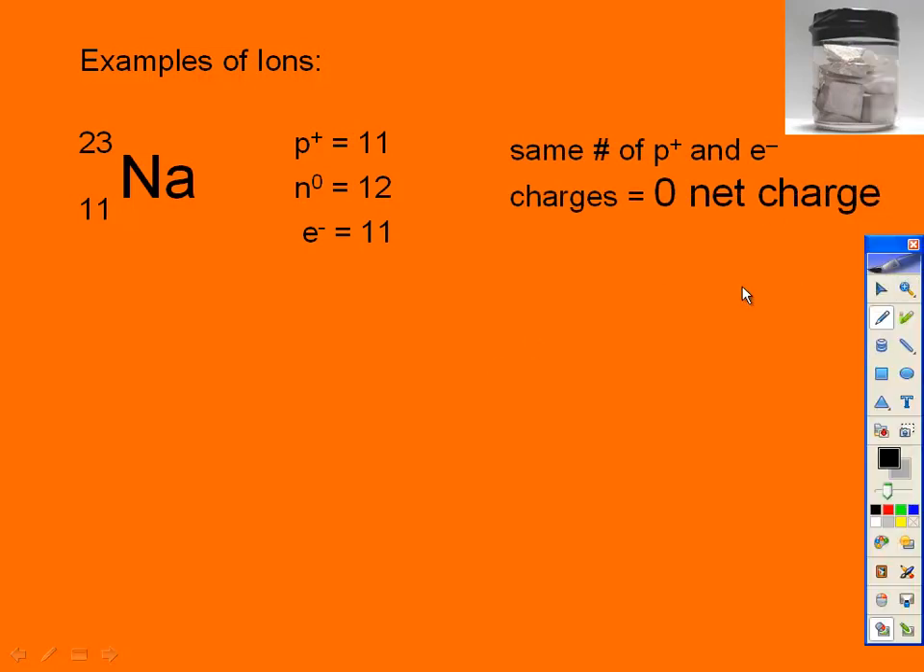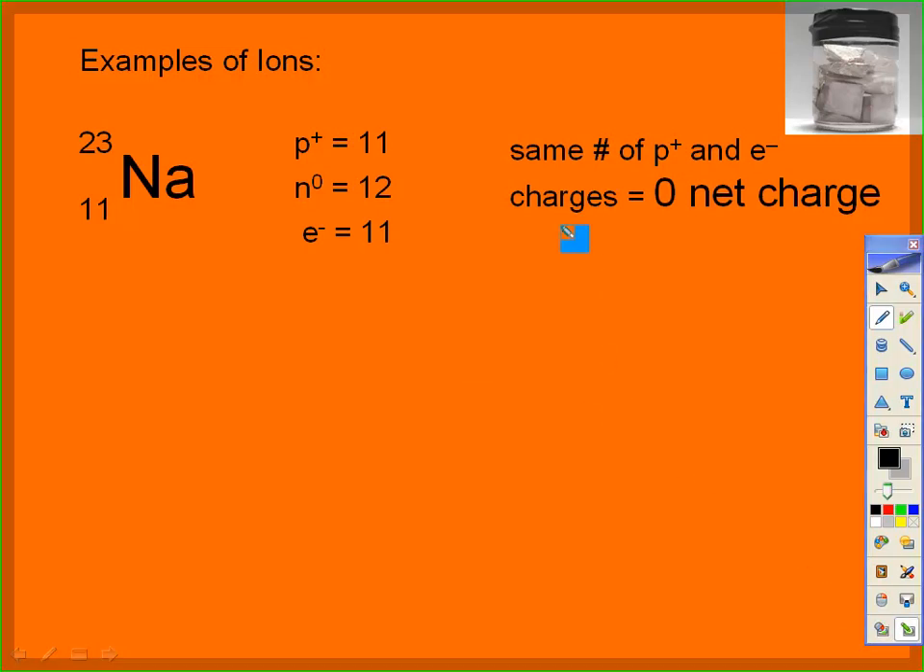So the same number of protons and electrons mean you have no net charge overall. 11 plus, 11 minus. Sometimes when I was in high school, I needed to actually see 11 plus, 11 minus. That would come out to be 0.